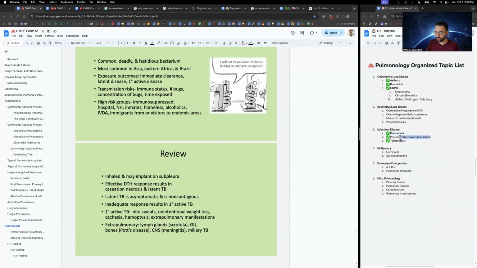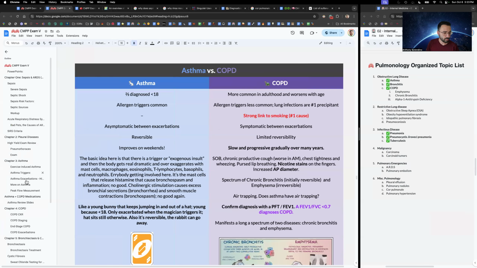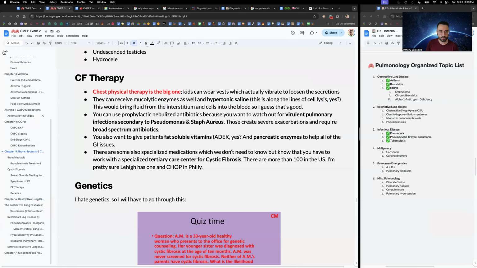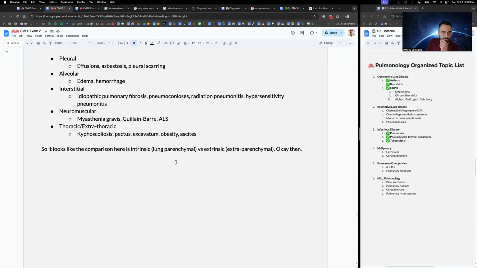Let's knock out the restrictive lung diseases real quick because I feel like those aren't terrible. Where was that? Here. These aren't terrible.